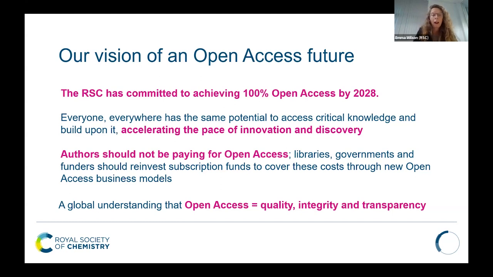From our perspective, we would like to develop models where authors are not paying for APCs and paying for open access, but that libraries, governments, university budgets and funders are reinvesting the subscription funds to cover open access publication costs. And really to have a global understanding where open access, and certainly open access at the RSC, is about quality, integrity, as well as transparency. And that quality and integrity part will always be an important part of our journal portfolio.